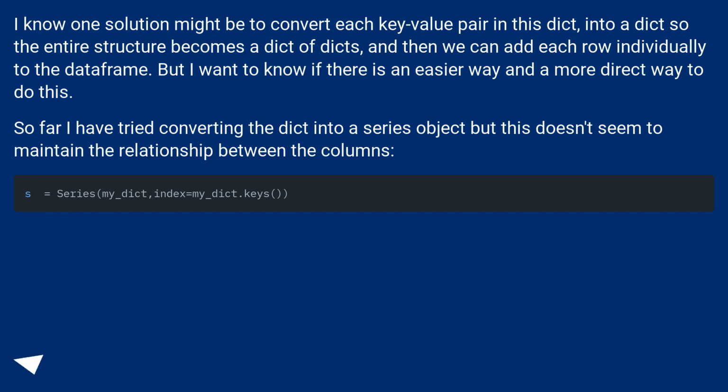I know one solution might be to convert each key-value pair in this dict into a dict, so the entire structure becomes a dict of dicts, and then we can add each row individually to the dataframe. But I want to know if there is an easier and more direct way to do this. So far I have tried converting the dict into a series object, but this doesn't seem to maintain the relationship between the columns.